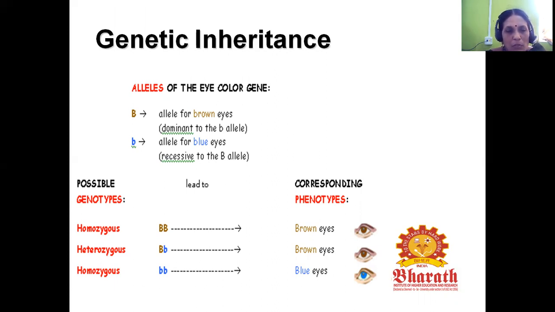So the possible genotypes are, for example, the homozygous genotype, meaning that capital B leads to the corresponding phenotype of brown eyes.